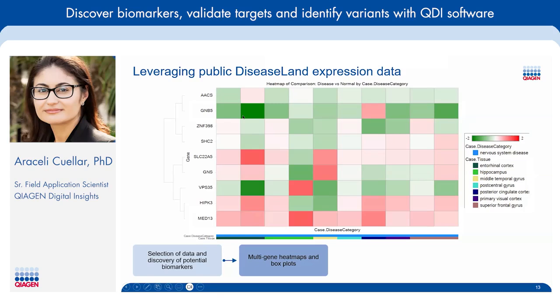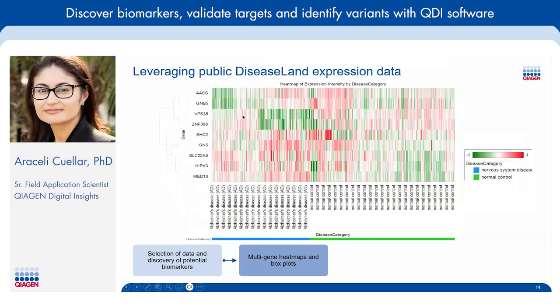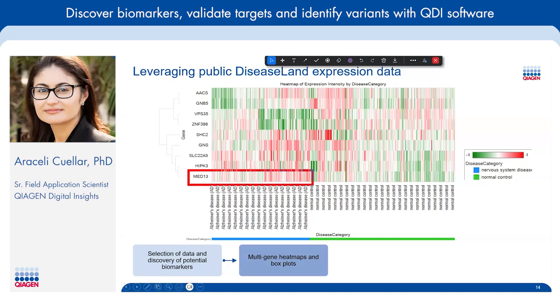In addition to taking a look at comparison data, users like you like to generate sample level gene expression heat maps, where you can see, for example, that if you take a look at MED13, for the most part, it has higher expression in Alzheimer's disease samples compared to the normal controls. Again, the red represents an increase in expression and the green represents a decrease in expression.